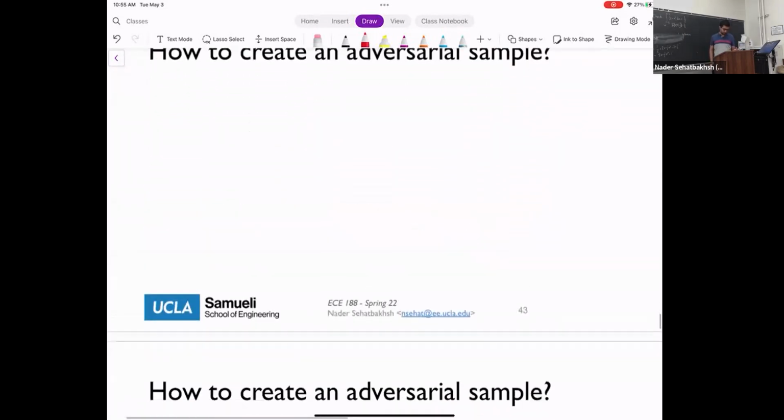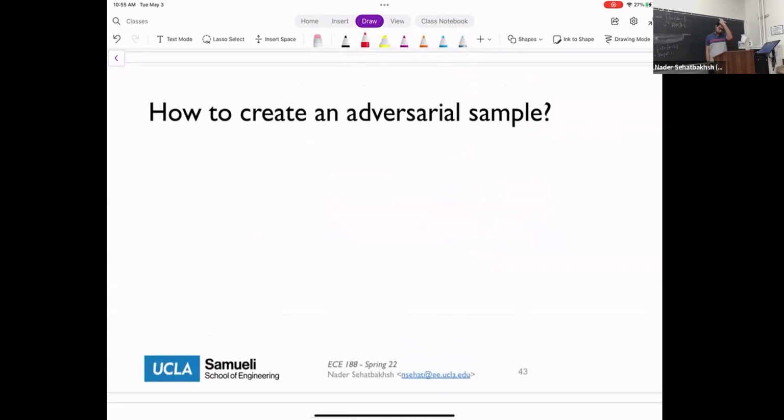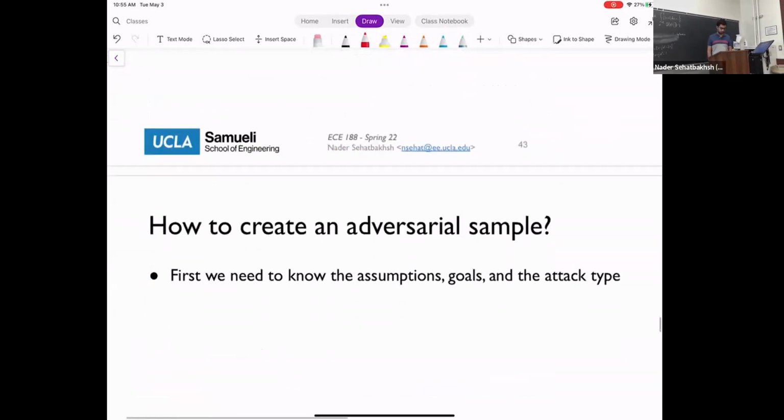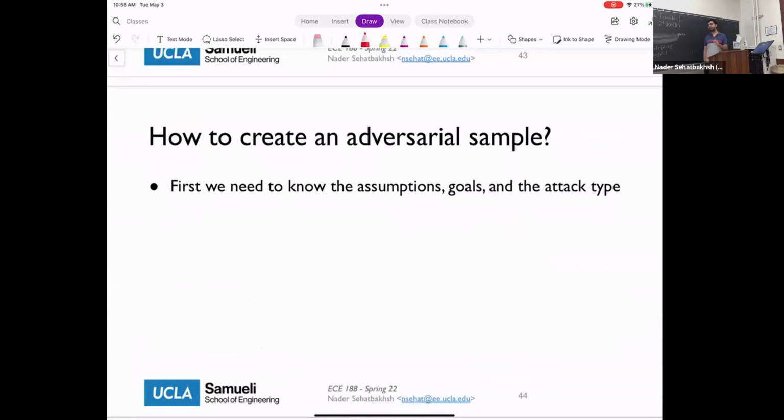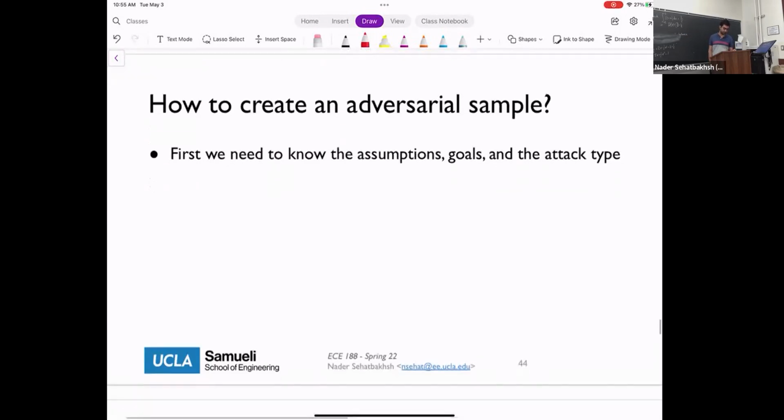Okay. And then the final thing before jumping to the paper presentation is, now we know how to attack the systems, what the different options are, what the challenges are, and so on. How do we actually create those adversarial samples? The very first thing is that, as I said, we need to first find those assumptions and know what they are. What are the goals? What is the attack type and all those things. Once we have all of that, then we can actually build an algorithm that creates the adversarial sample.